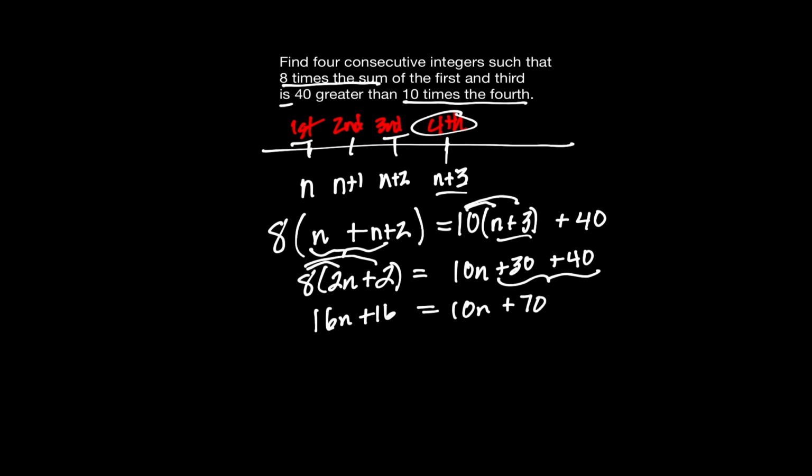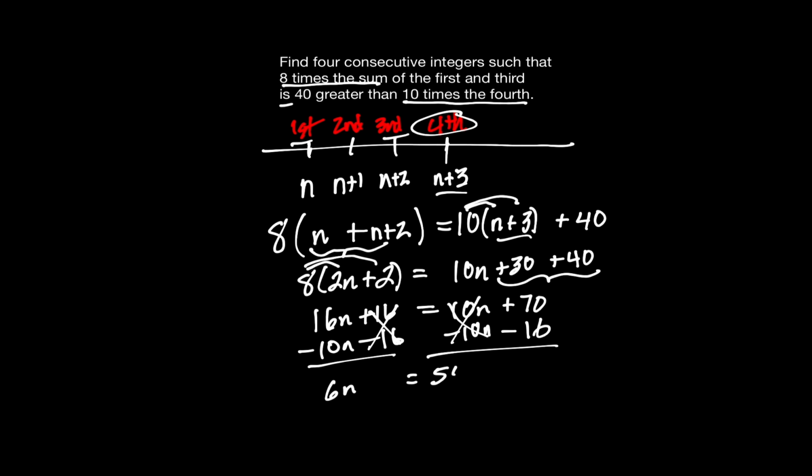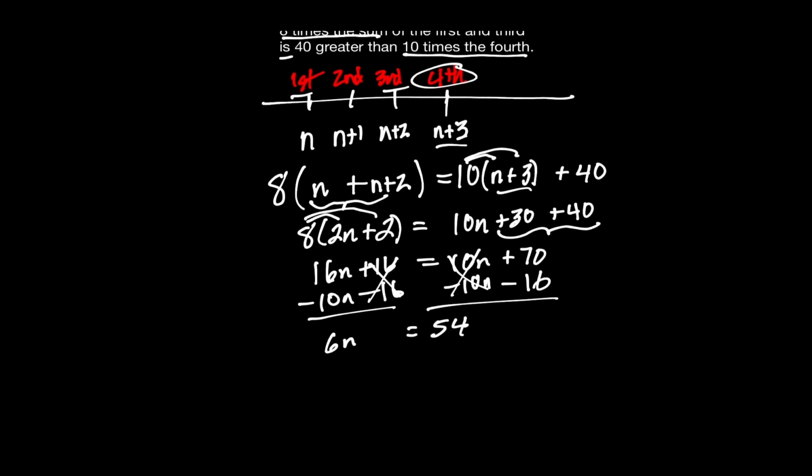And then I guess I will subtract 10n on each side. Got to put all my variables on one side. And at the same time, if I'm putting my variables on the left-hand side, I could be getting rid of this constant by subtracting 16. So those both add off. So 6n is equal to 54. So divide both sides by 6, and 54 divided by 6 is n equals 9.